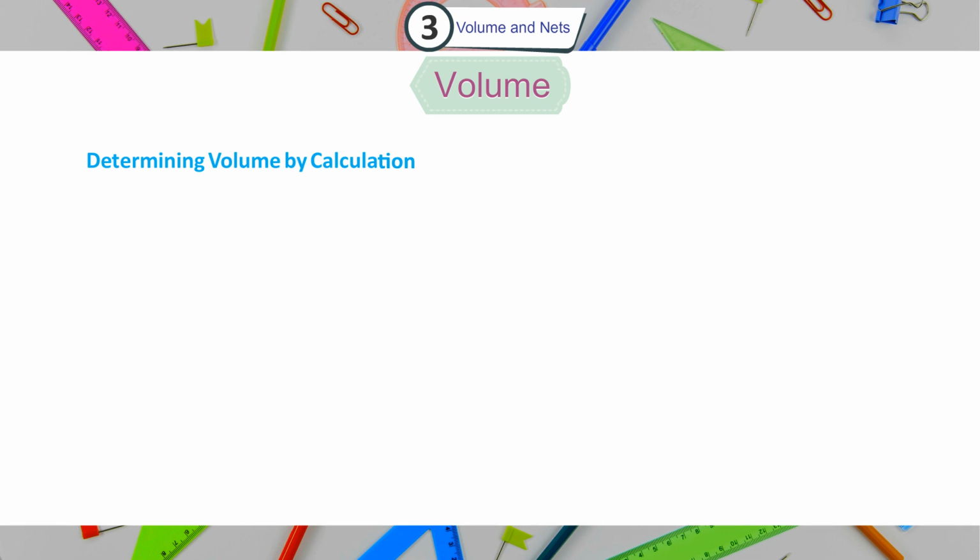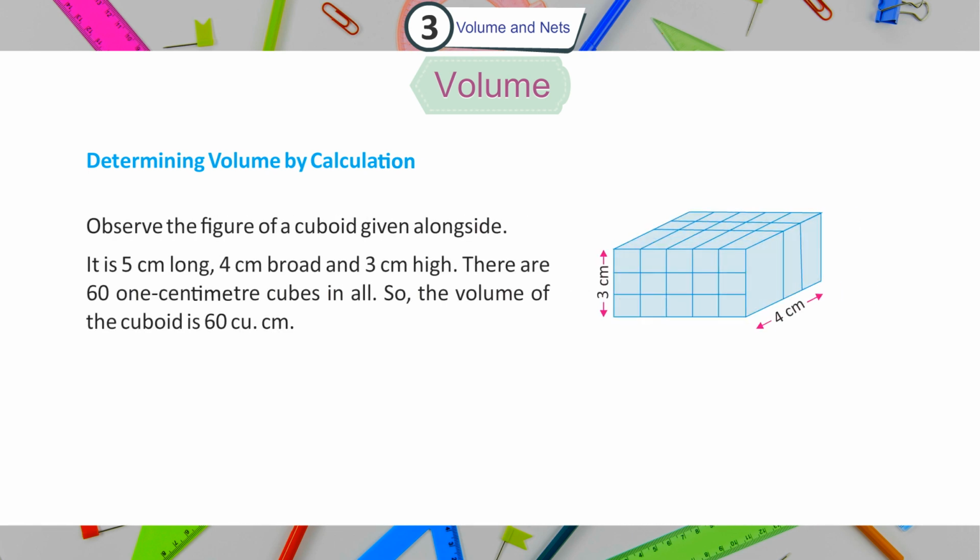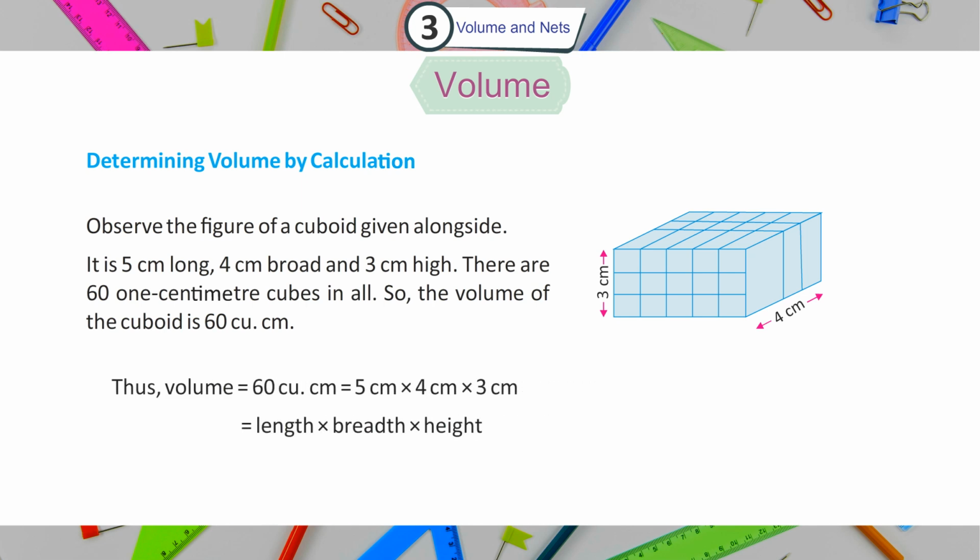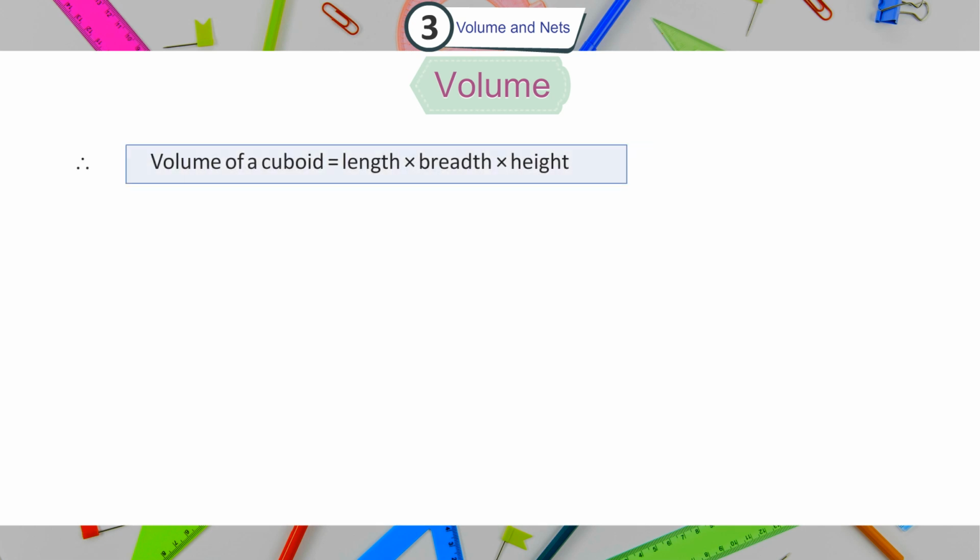Determining volume by calculation. Observe the figure of a cuboid given alongside. It is 5 cm long, 4 cm broad, and 3 cm high. There are 60 one-centimeter cubes in all, so the volume of the cuboid is 60 cubic centimeter. Thus, volume = 60 cubic centimeter = 5 cm × 4 cm × 3 cm = length × breadth × height. Therefore, volume of a cuboid = length × breadth × height.